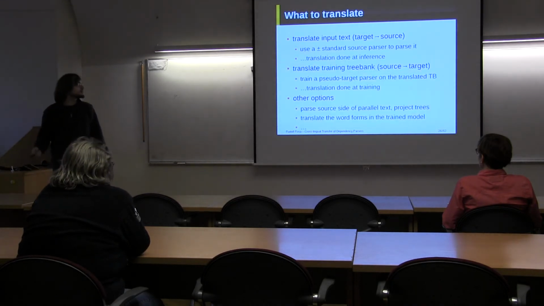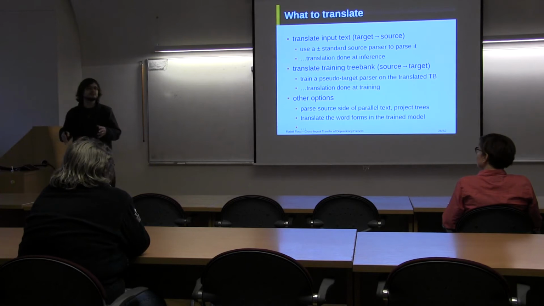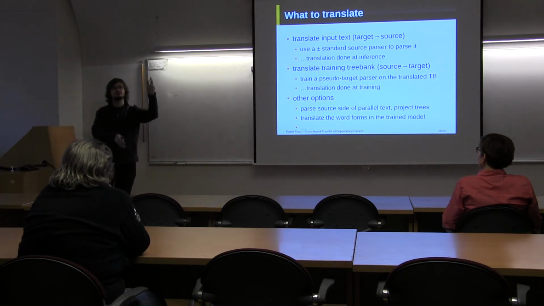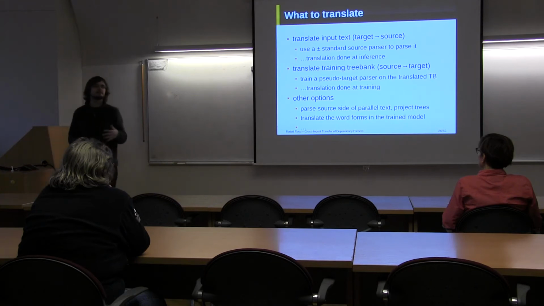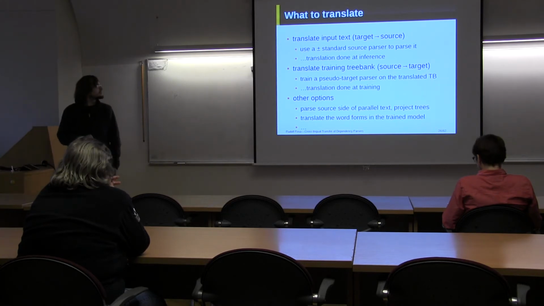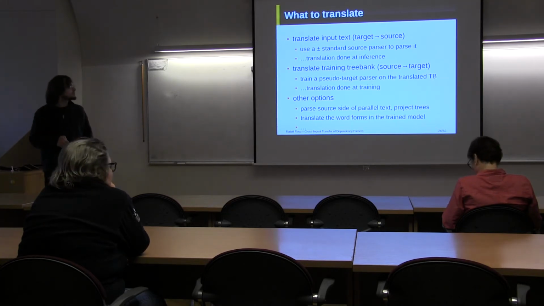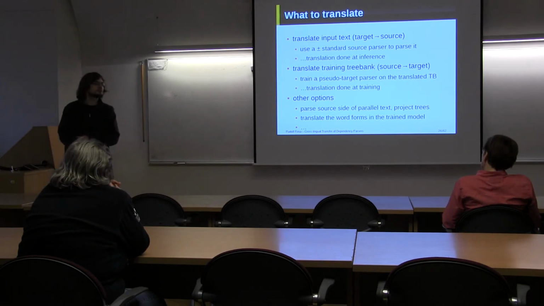There are other options. You can just use parallel text and try to automatically parse one half of the parallel text and transfer that to the other half. It was done. It was kind of successful, but machine translation seems to work better. In principle, there are two options of what you can do with machine translation.